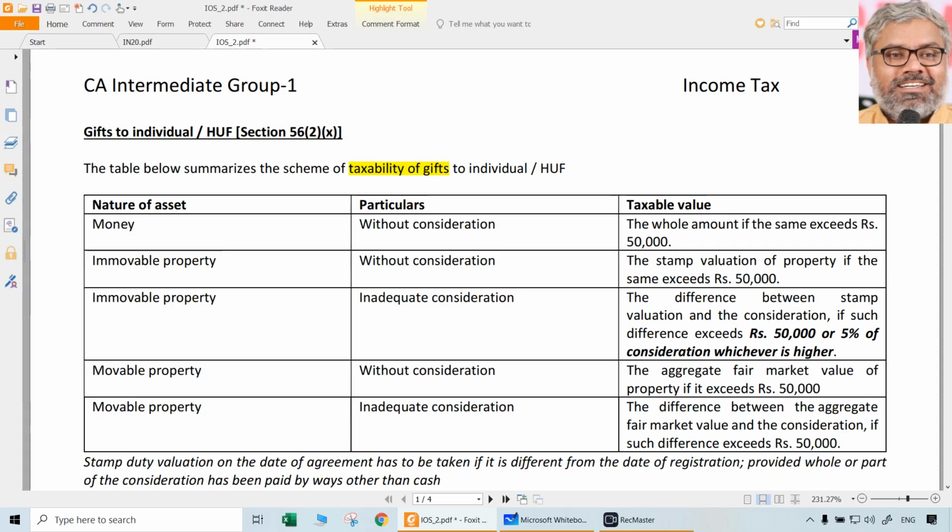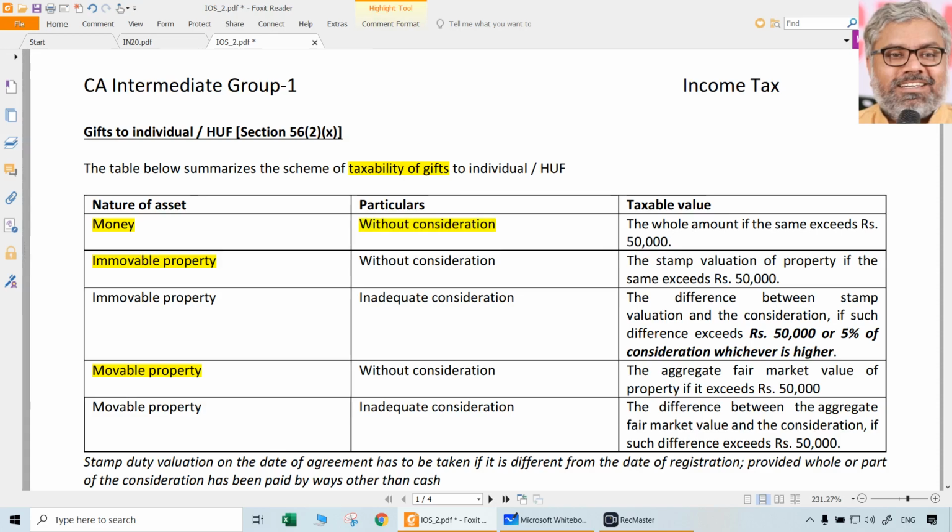Gifts could be broadly categorized into three categories. One is money or money equivalents, second is immovable properties, third is movable properties. For money, there cannot be something called inadequate consideration. That doesn't make sense because money can be given just like that. So the concept of inadequate consideration will not arise in the case of money. If at all given as a gift, it will be given without consideration only, naturally.